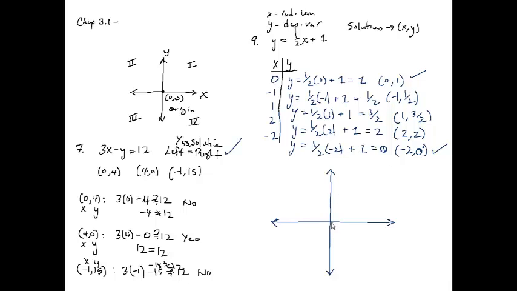Well, 0, 1, 0 means I don't move in the x direction, I stay at the origin. And then 1 means go up 1. So there's the point 0, 1. Alright, and then the point -2, 0. Well, -2 means go to the left in the x direction, 1, 2. And then 0 means stay there. And then connect your points. Put your arrows, it goes on forever, and that's the equation y equals 1/2 x plus 1.